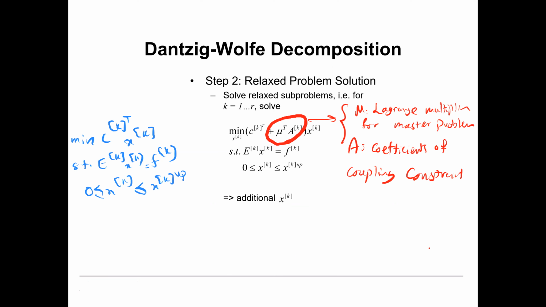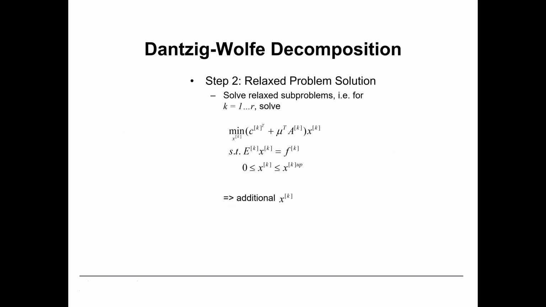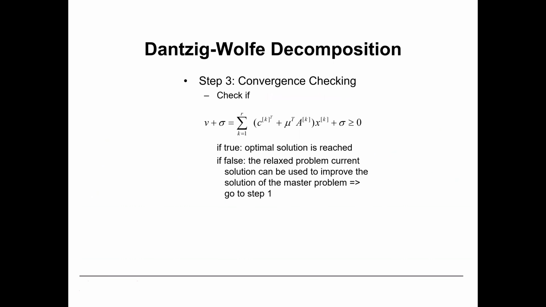Perfect. Now that we have this, we are going to generate a new set of feasible solutions. For each of the subproblems, we first relax them, find the relaxed version, and then we generate a new set of feasible solutions. All right, let's see what's the next step. In the third step, we want to check whether the convergence is reached or not.